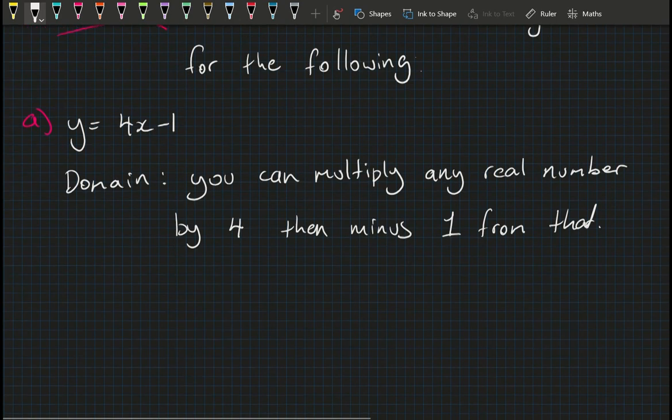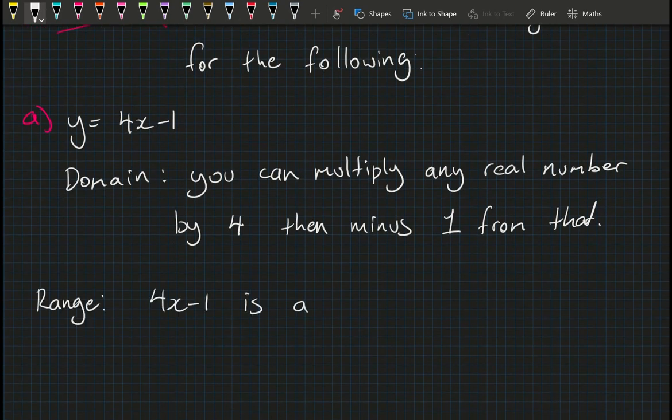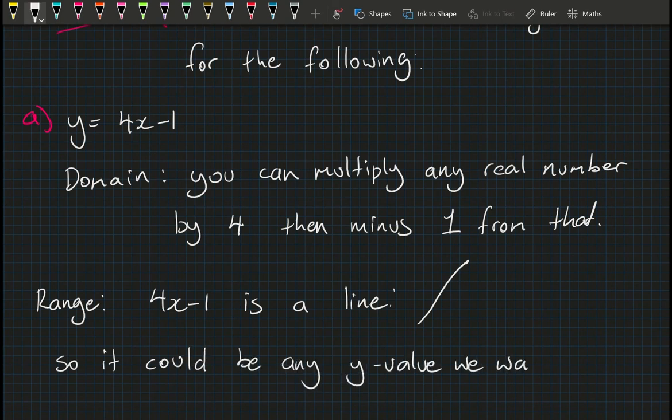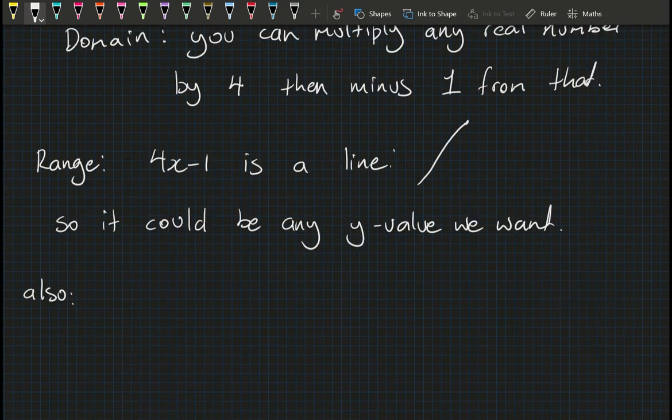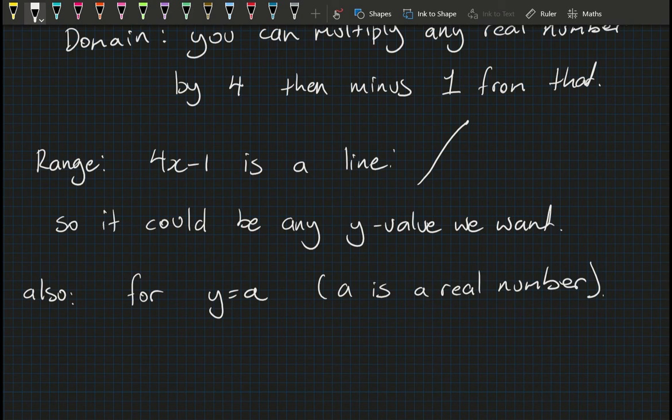And regarding the range, 4x minus 1 is a line, so that should be clear enough to you already that we'll be able to get any y value we want, right? But if you want to do some formal algebra with that, what you could say is if y was equal to a for any real number, and if a is equal to 4x minus 1, then to solve that for x, I'm just going to add 1 to both sides and then divide it by 4.